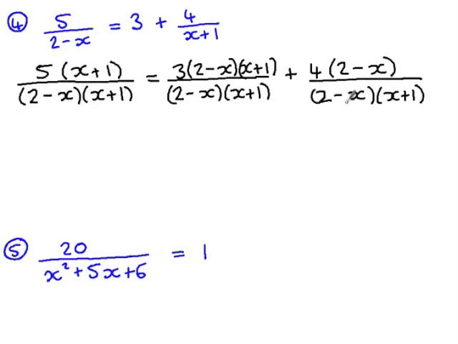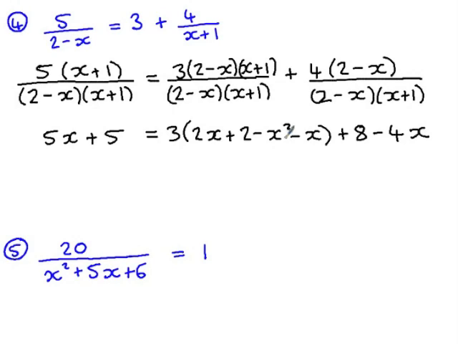So now all of my denominators are the same. I can multiply through by those denominators and the numerators will equate. At the same time I'm going to expand the brackets so that I can collect like terms afterwards. So actually I've got a quadratic here. I want to gather all the terms onto one side and make it equal to 0.